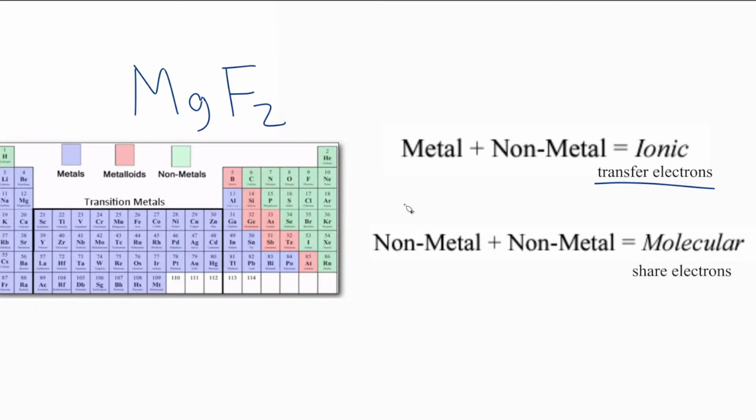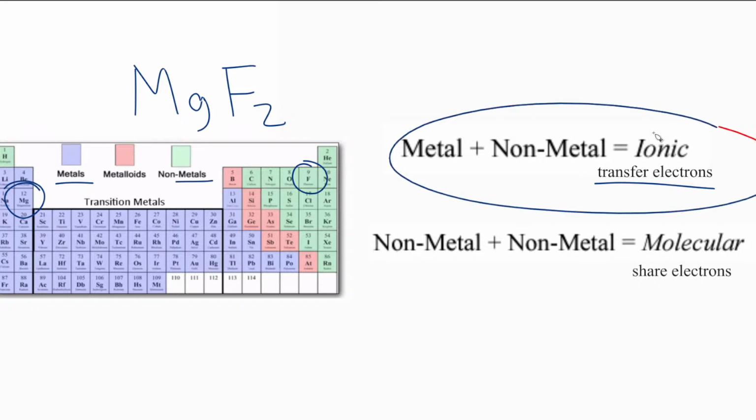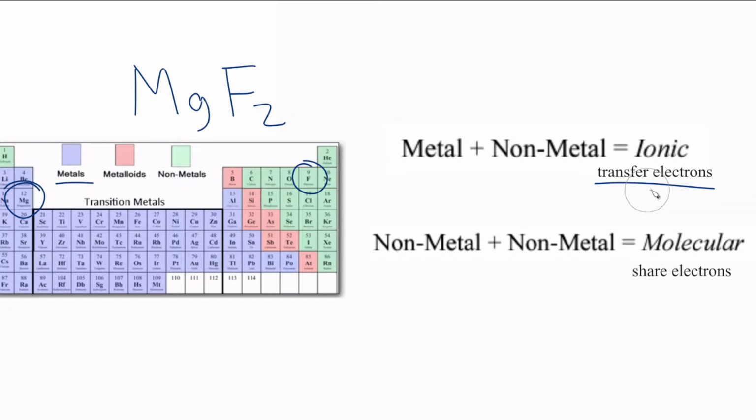So what would you end up with if you had MgF2, ionic or covalent? So you've got Mg, F, metal, nonmetal, that's going to be ionic.